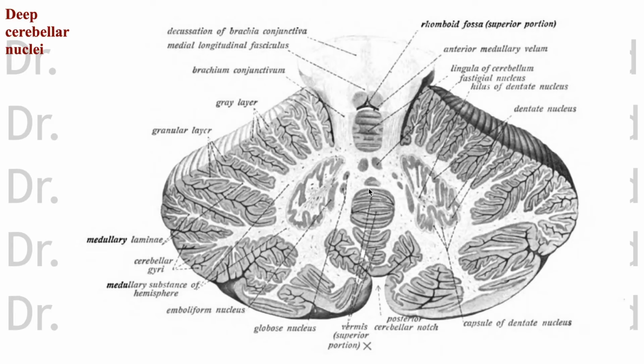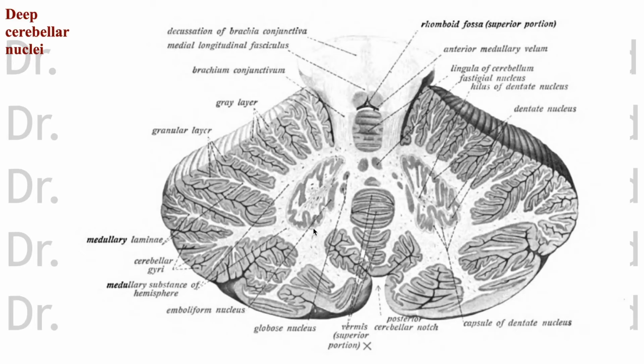they are all connected in a way that controls a certain part of the movement of the body, important for the balance of the movements of the body. So dentate, emboliform, globose, and fastigial, the most medial. Dentate being the most lateral and it's the biggest, fastigial the most medial.